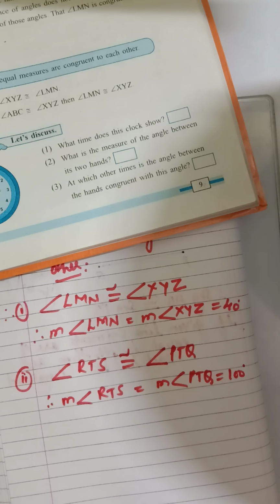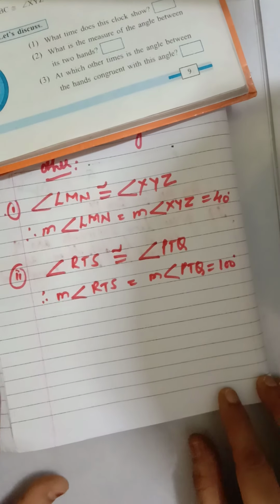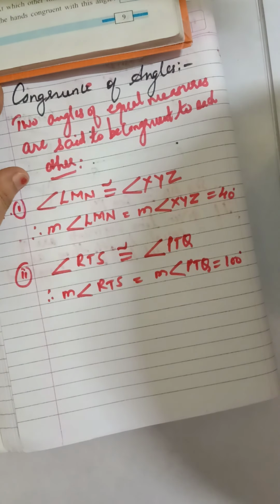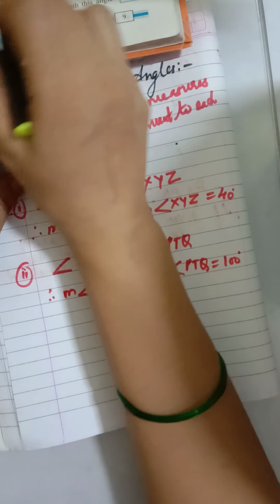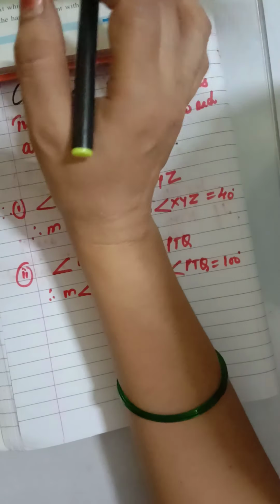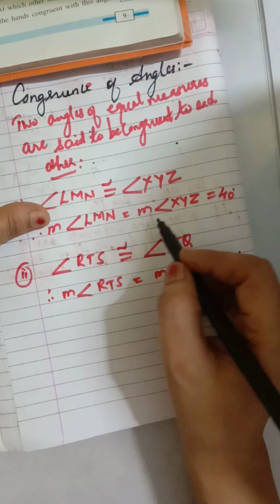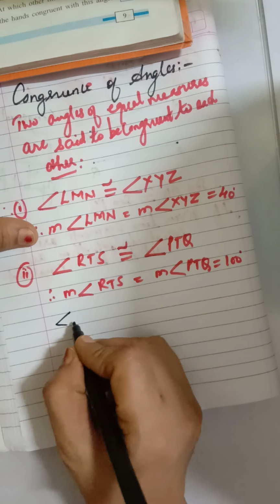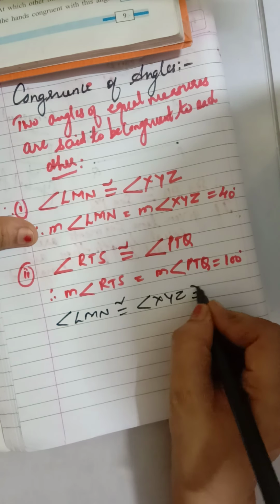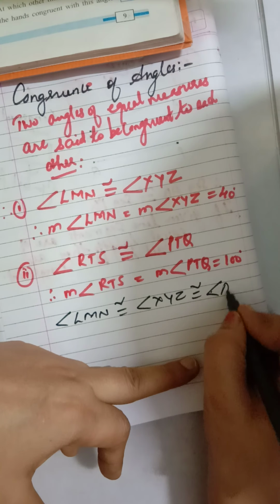I hope, everyone, you have understood this congruence of angles, children. It's very simple. Now let me explain the last point. One thing you have to remember, children: if there are three angles given, and all three angles are of equal measure, all three are congruent. Suppose angle LMN is congruent to angle XYZ, and there is one more angle, say for example angle ABC.